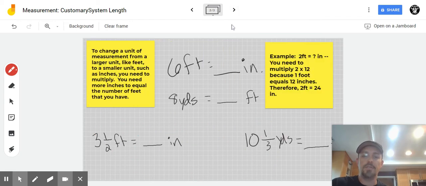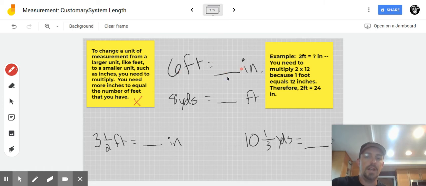Okay, let's practice converting a few units of measurement. All right, so here we're changing a unit of measurement from a larger unit like feet into a smaller unit like inches. And we need to then multiply because you're going to need more of that smaller unit to end up with the larger unit.